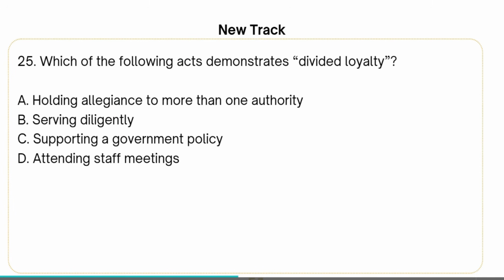Question number 25. Which of the following acts demonstrate divided loyalty? A. Holding allegiance to more than one authority. B. Serving diligently. C. Supporting a government policy. And D. Attending staff meeting.